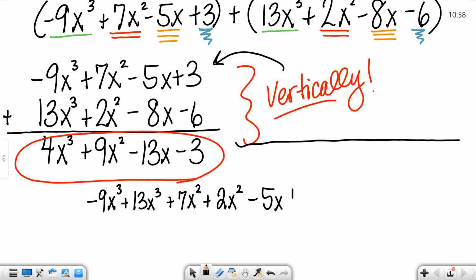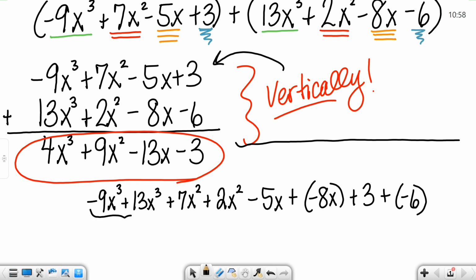Minus 5x plus, now notice here, I have a plus negative 8x. I have to be careful with my signs. And then my last two terms are a plus 3 plus negative 6. Now I'm ready to combine my like terms. These first two are like terms, so I get 4x cubed. You add their coefficients. Signs are not the same, so we subtract. Take the sign of the larger one.